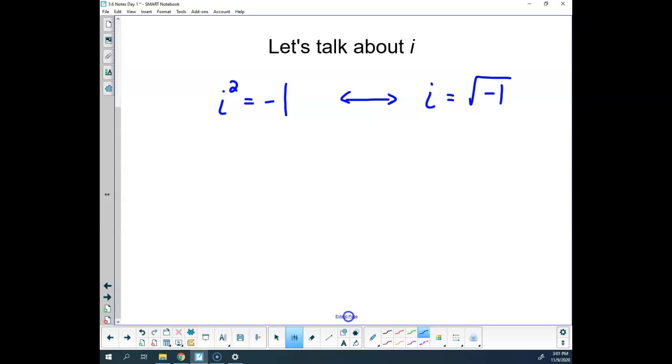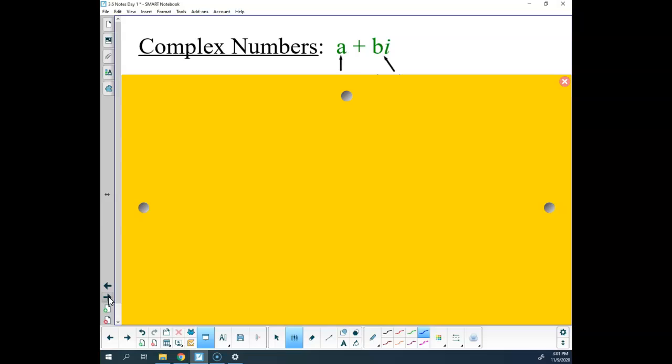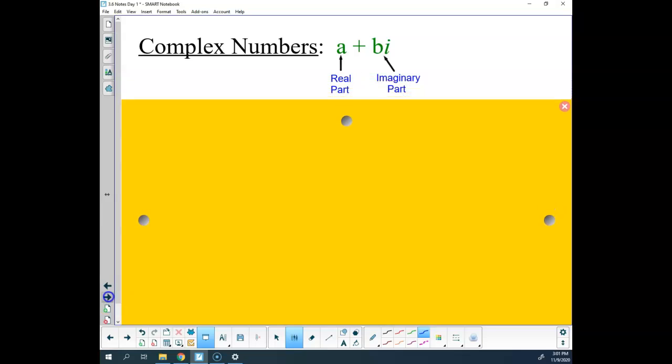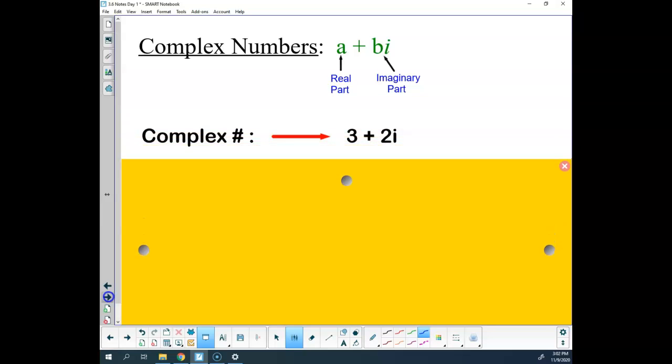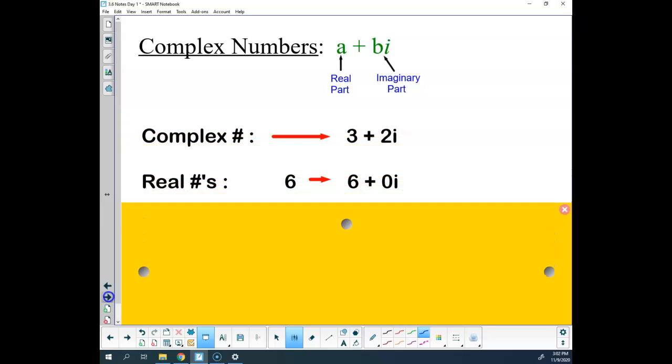Okay? So what a complex number truly is: a complex number is made up of two parts. A complex number has a real part and an imaginary part. The real part is what we could use if we were just writing a real number. Okay? So like 6, the number 6 is 6 plus 0i in complex form. It doesn't have an imaginary part to it.